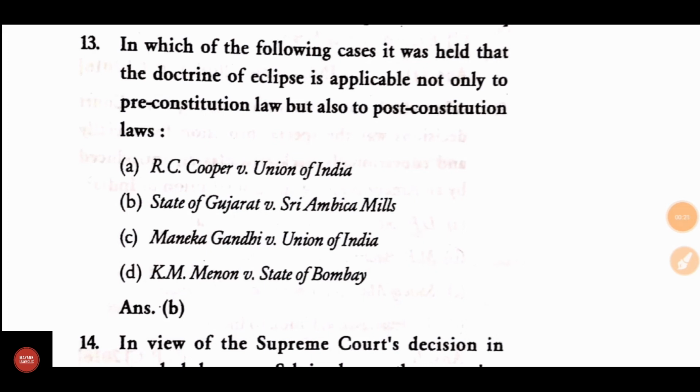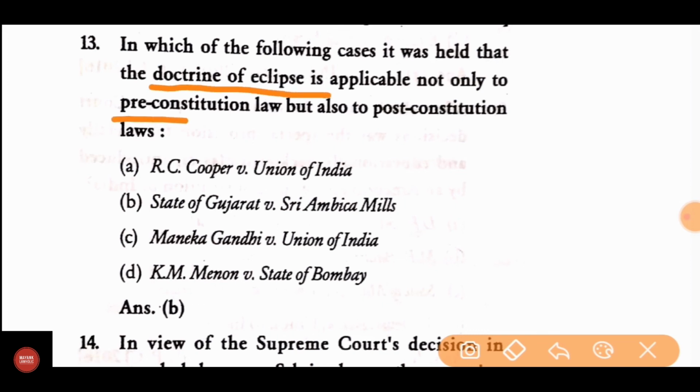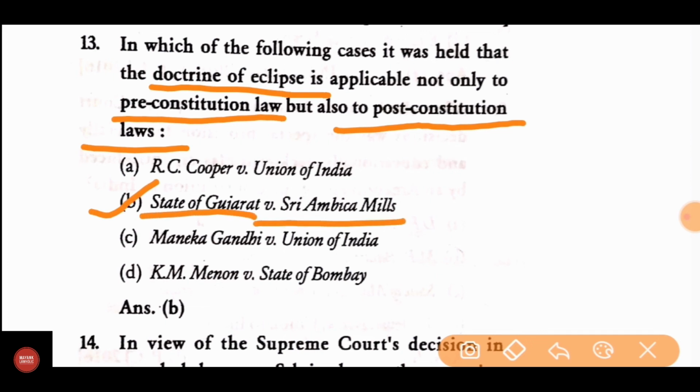Question number 13. In which of the following cases it was held that the doctrine of eclipse is applicable not only to the pre-constitutional law but also to the post-constitutional laws? Option A. R.C. Cooper vs. Union of India. Option B. State of Gujarat vs. Sri Ambika Mills. Option C. Maneka Gandhi vs. Union of India. Option D. K. M. Menon vs. State of Bombay. The correct answer is option B, State of Gujarat vs. Sri Ambika Mills.